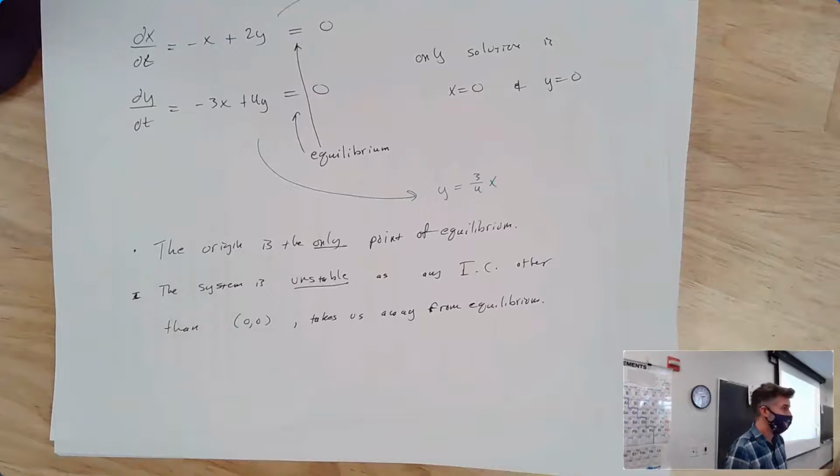Yeah. Are we only able to tell that this is an unstable system by graphing it? No. Excellent question. The answer is definitively no. We do not need to graph it to know if it's unstable or stable. All we need to know is about the eigenvalues.